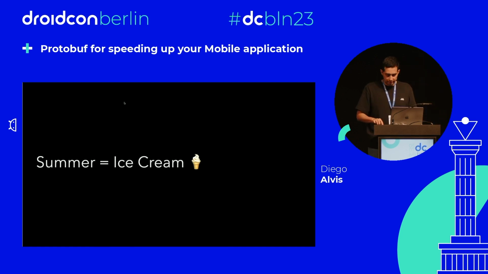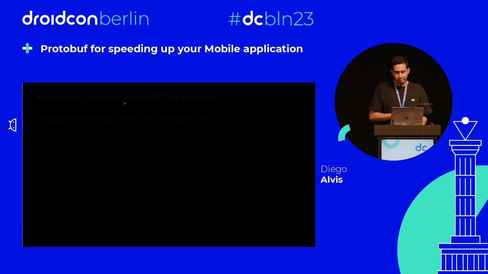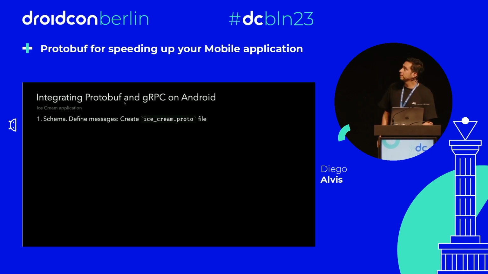So for this example, and since it's summer, I thought to build an application that is an ice cream application because it's summer, and in summer I usually eat ice cream. So yeah. First step to integrate Protobuf and gRPC on Android: first you have to define the schema, right?